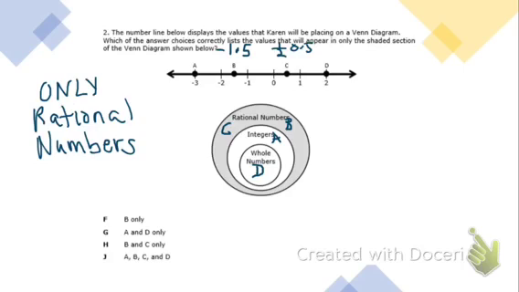So F says B only, which is incorrect. G is A and D only, which is incorrect. H is B and C, perfect. And J says A, B, C, and D, so that is incorrect. Okay, so the correct answer is H. Only B and C. Alright, I hope this helped you.